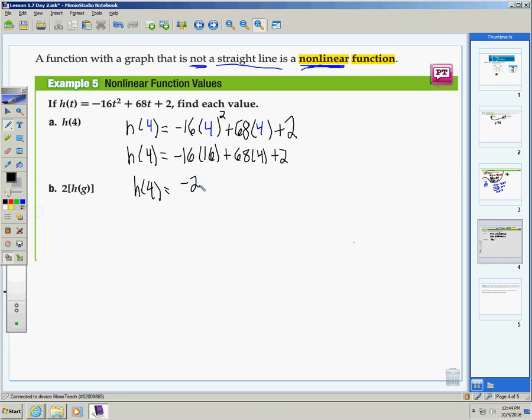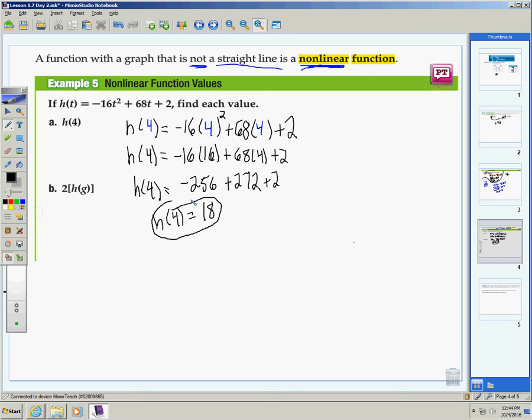And then I'm going to just do all the multiplication at once. Then I've got plus 68 times 4. So I get positive 272 plus 2. And then I can just combine all my like terms at the end. And when I do that, negative 256 plus 272 plus 2 gives me positive 18. So h of 4 equals positive 18.